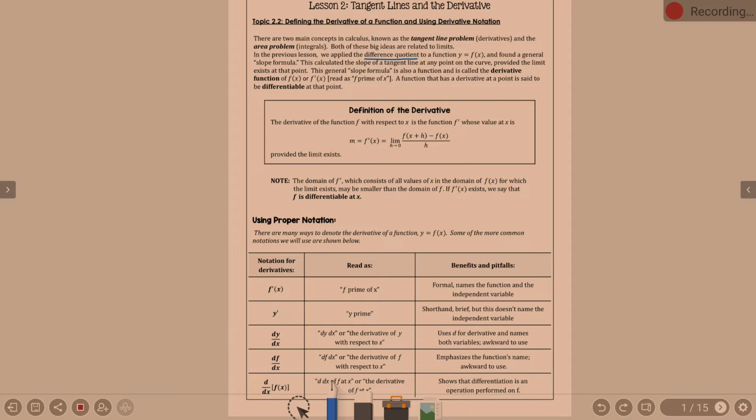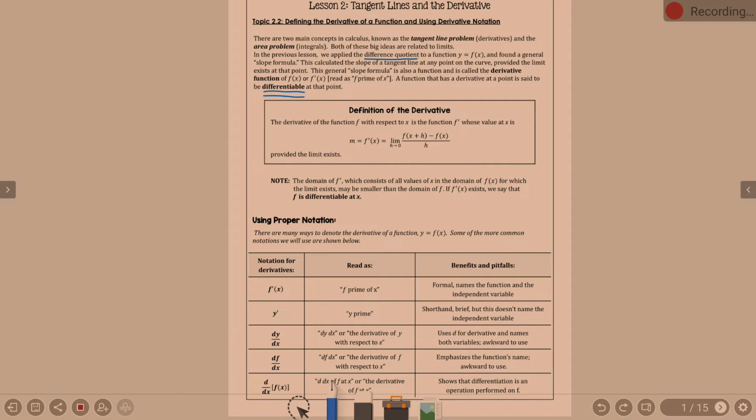So a function that has a derivative at a point is said to be differentiable at that point. So that's a vocab word you'll hear me talk about. When we talk about something being differentiable, that means you can take the derivative. That'll come up more later, but that is going to be a vocabulary word that we will talk about. Okay, we have a box. Boxes are always important, right?